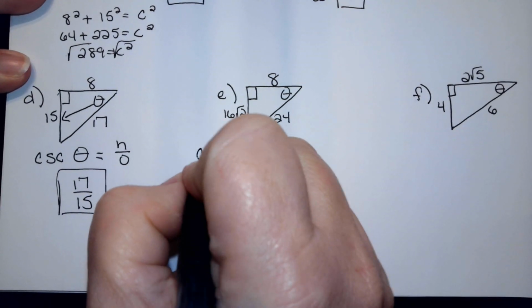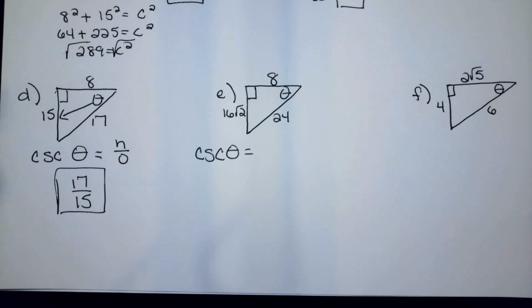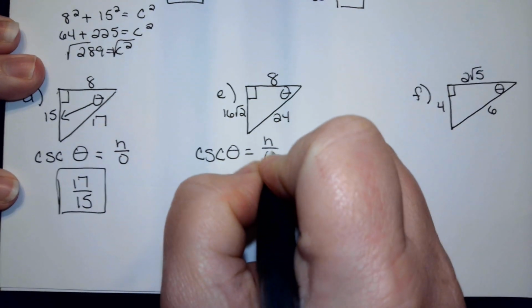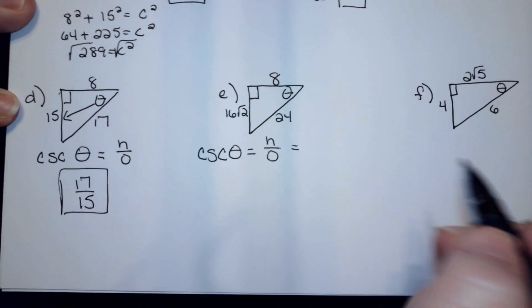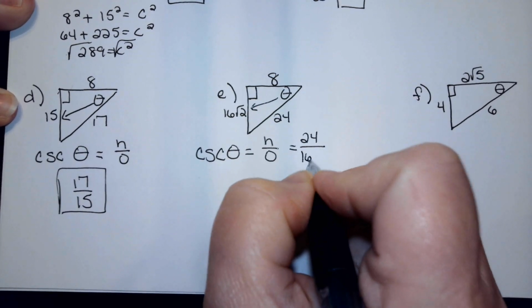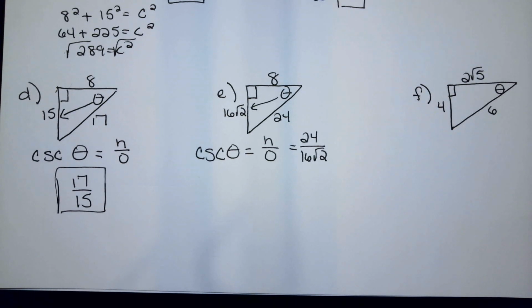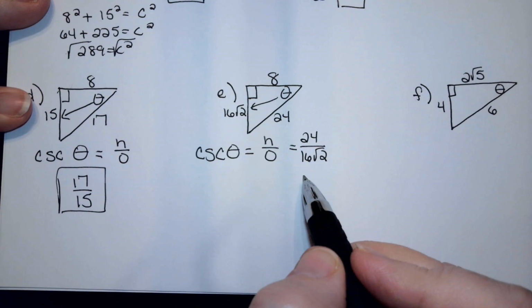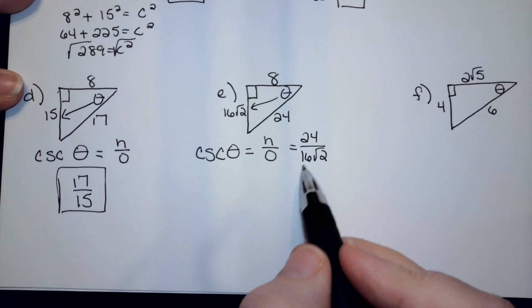All right, let's say for E, they also asked us to find the cosecant of theta. Well, once again, the cosecant of theta is hypotenuse over opposite. So the hypotenuse is 24. The opposite is 16 over the square root of 2. Now, we know we're not allowed to have a radical in the denominator, so we need to rationalize. But before I rationalize, I'm going to go ahead and reduce as much as I can so that I don't have to work with such large numbers. All right, 8 is the GCF of 24 and 16.